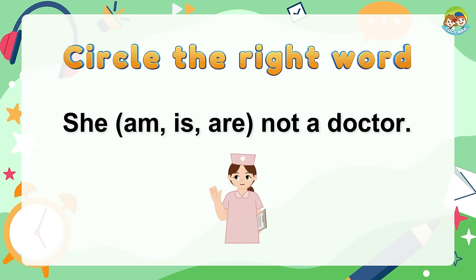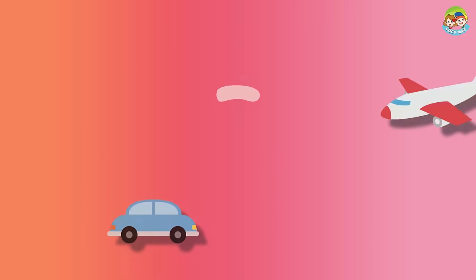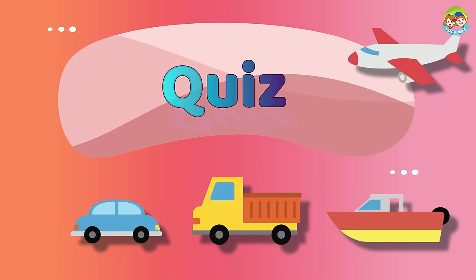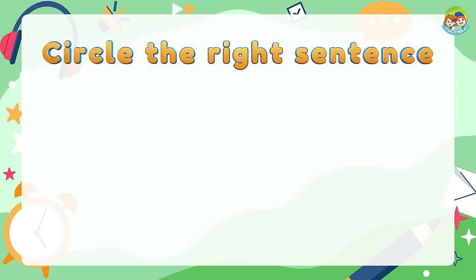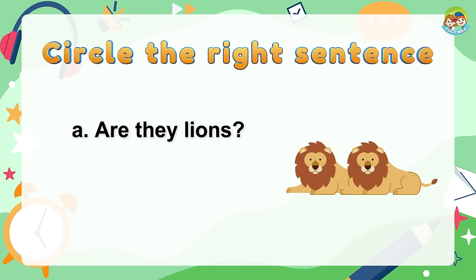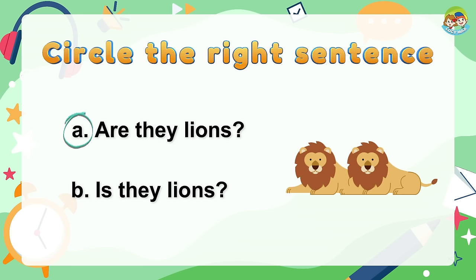She am, is, are not a doctor. She goes with the be verb is. She is not a doctor. Quiz. We will circle the correct sentence. A. Are they lions? B. Is they lions? The answer is A, because the be verb are goes with the pronoun they. Are they lions?